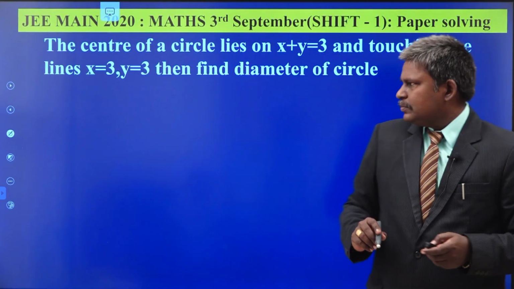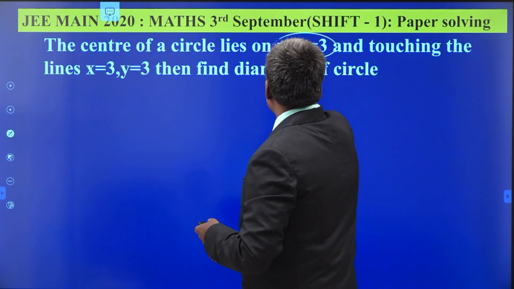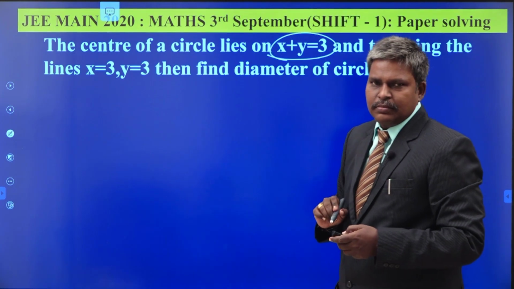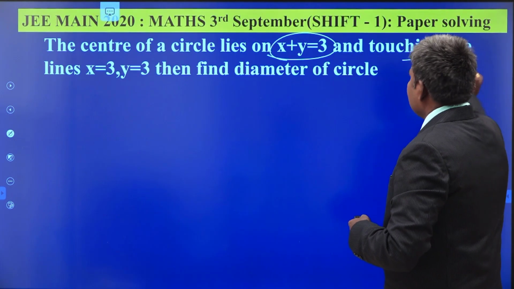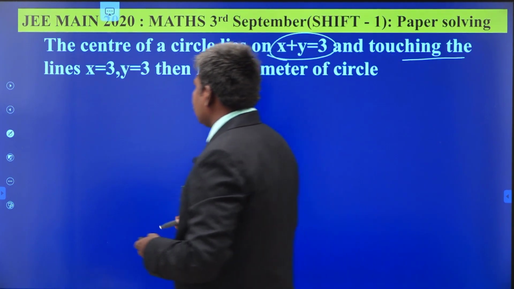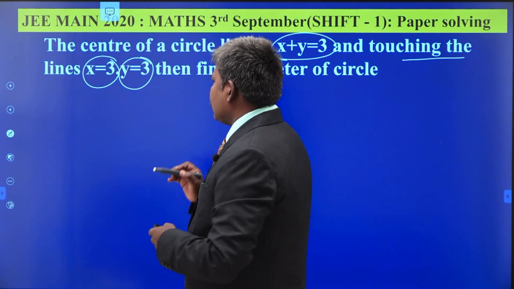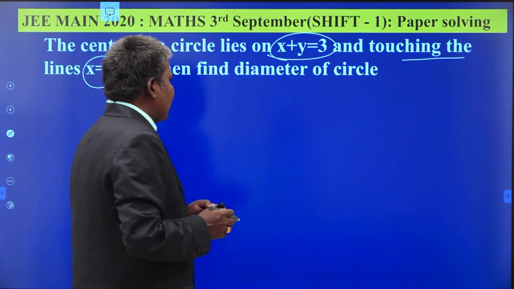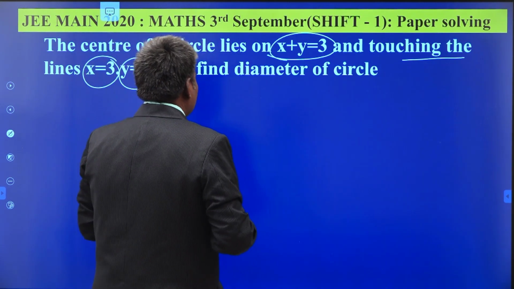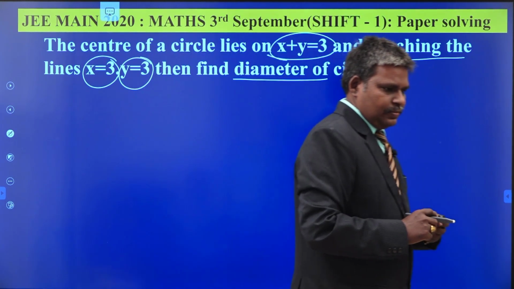See this one. The center of the circle lies on x plus y equal to 3. Your circle center lies on what? x plus y equal to 3, and it touches the lines x equal to 3 and y equal to 3. y equal to 3 is the line parallel to the x axis, x equal to 3 is the line parallel to the y axis, 3 units above and 3 units to the right. Then the diameter of the circle is what? You have to find out the length of the diameter of the circle.